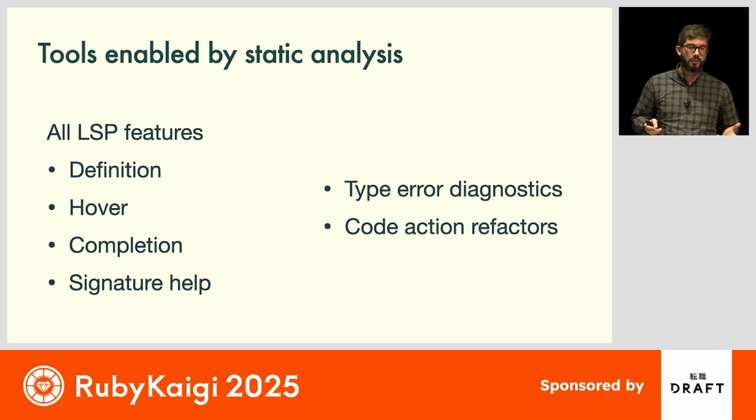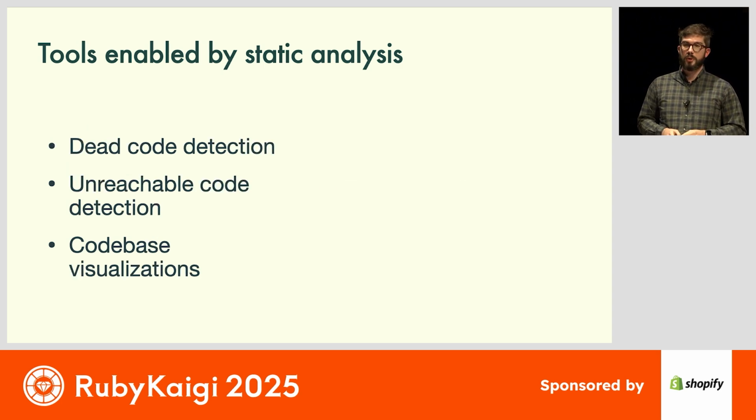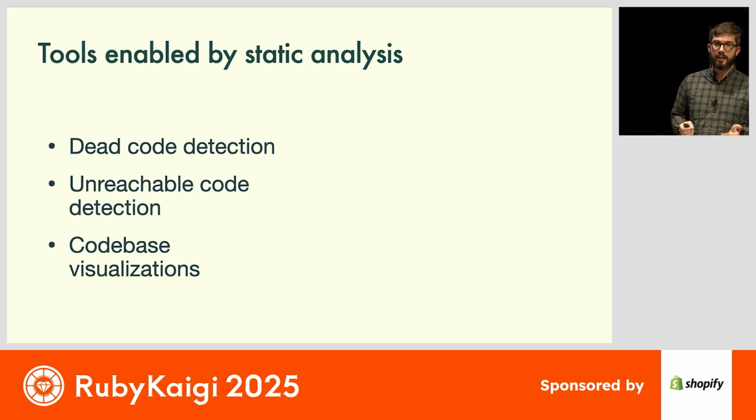There are several tools that are enabled by static analysis, many of them in an editor context, like every single LSP feature, every single language server feature: go to definition, showing information on hover, or showing completion suggestions. But it's not only limited to the editor. You can also have static analysis-related features that exist in other contexts. For example, we have at Shopify a system that can detect dead code and then open PRs automatically to remove it. But you can also have other things, such as code-based visualizations that will allow you to see your codebase at a higher level.